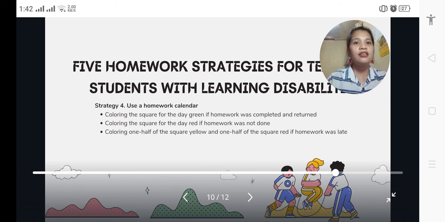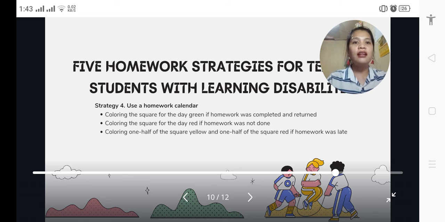And then strategy number 4 is use a homework calendar. This is very effective. A way of doing it is coloring the square for the day green if the homework was completed and returned, if it is already checked by the teacher. Another one, coloring the square for the day red if the homework was not done, so that you can monitor what homework needs to be finished.